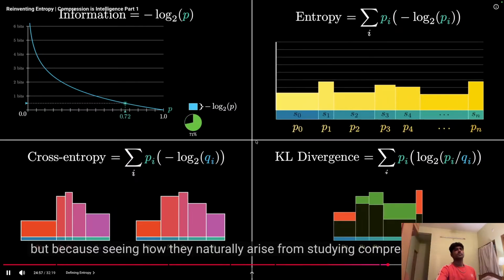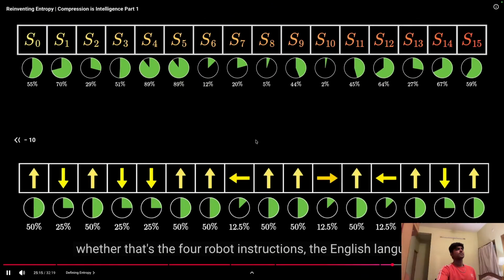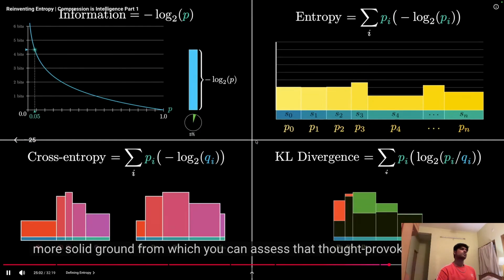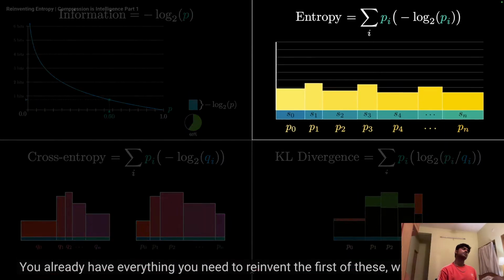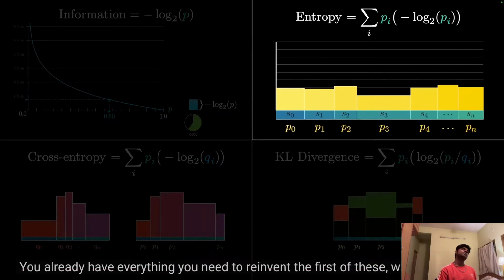from studying compression gives a thought-provoking interplay between compression and intelligence. You already have everything you need to reinvent the first of these, which is entropy.